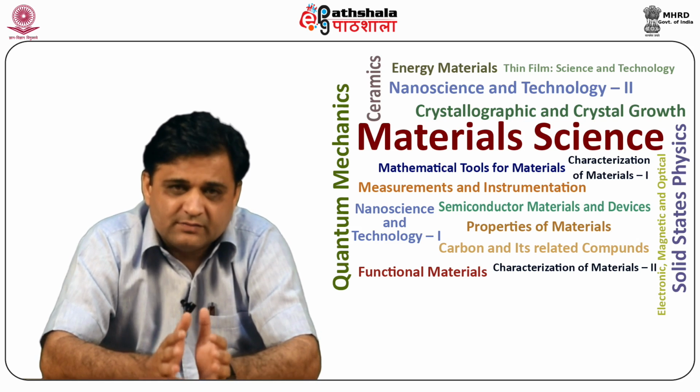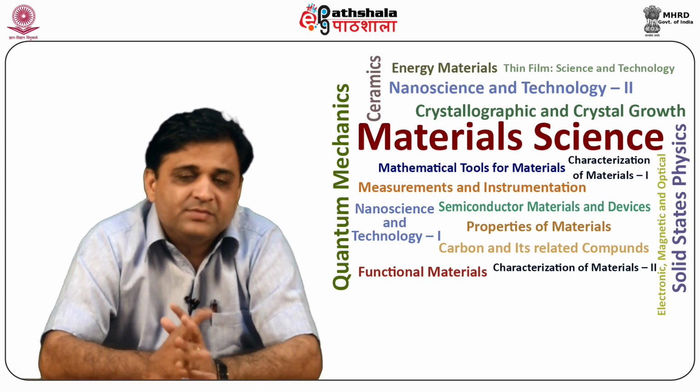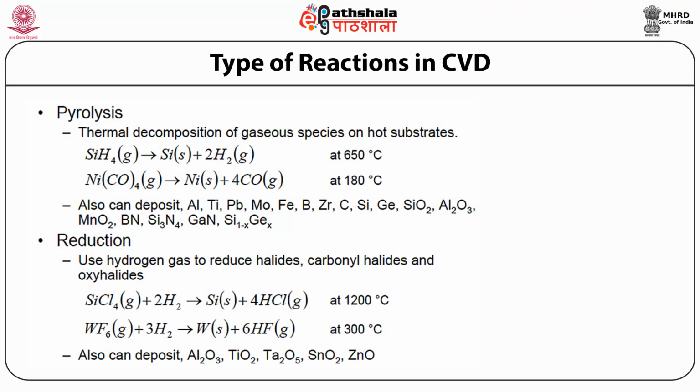The byproducts need to be volatile gases, so that we can pump them out. SiH4 decomposes into silicon and hydrogen, where hydrogen gas goes out, and similarly Ni(CO)4 in gaseous form decomposes into nickel and carbon monoxide. We can deposit different varieties of substances, as you can see here: aluminium, titanium, molybdenum, iron, boron, etc. The next type of reaction is what is called reduction.